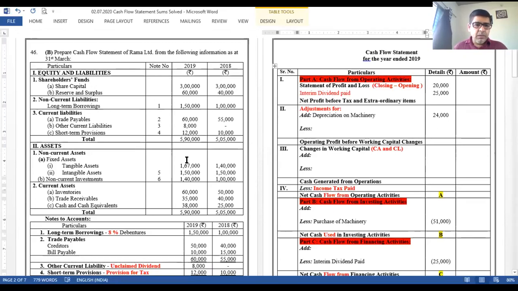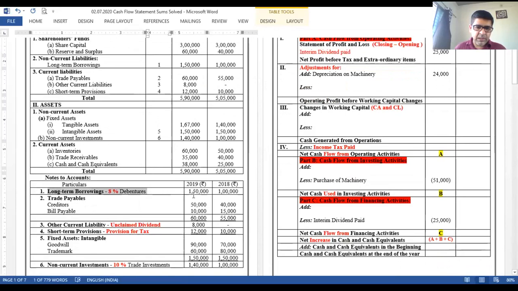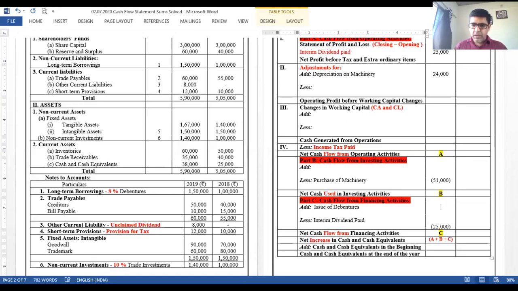Moving ahead, long-term borrowings, note number 1. So let us go to note number 1. Long-term borrowings can be seen. The opening balance can be seen as 1 lakh. Closing is 1 lakh 50. Issue of debentures has been done from 1 lakh to 1 lakh 50. It is again an increase in liability, that will be an inflow of cash from financing activity. I'll go to financing activity right over there. Issue of debentures, amount can be seen as 50,000.